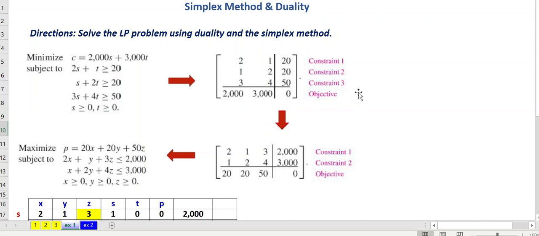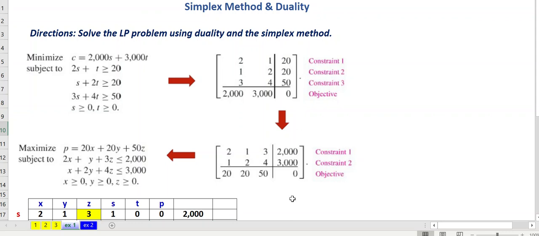So that is our matrix. Now, to create the dual, we take the transpose of that matrix, which we learned in the unit on linear algebra. So remember, to find the transpose, we simply switch the rows and the columns. So row number 1, 2, 1, 20, becomes column number 1, 2, 1, 20. Row number 2, 1, 2, 20, becomes column number 2, 1, 2, 20. Row 3, 3, 4, 50, column 3, 3, 4, 50. And finally, the bottom row, 2,000, 3,000, 0, becomes the last column, 2,000, 3,000, 0.